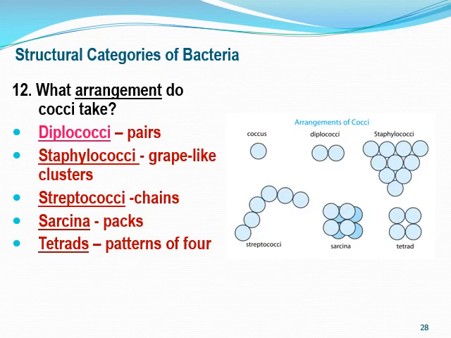So we got diplococci, which of course are pairs, right? And you'll see the little example of that. Then staphylococci, which is a grape-like cluster.